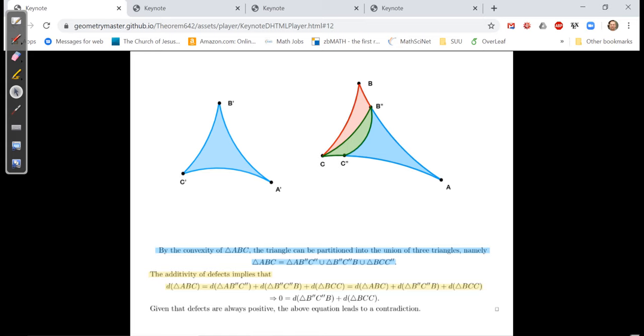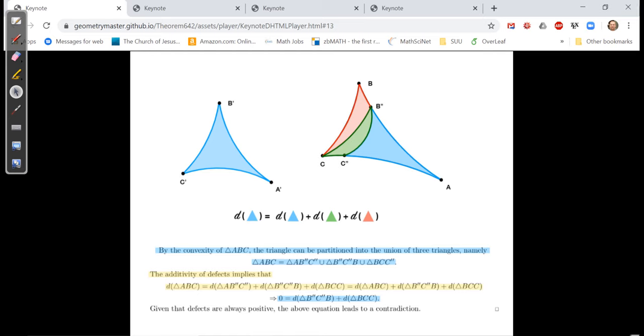So you can see in the picture, there's the blue, green, and red triangle. And so the sum of those three defects will equal the sum of the original one there. Remember, because the two triangles ABC and A prime, B prime, C prime had all three of the same angle, the angle measures were corresponding, their defects are equal, so the defect of one is equal to the other.